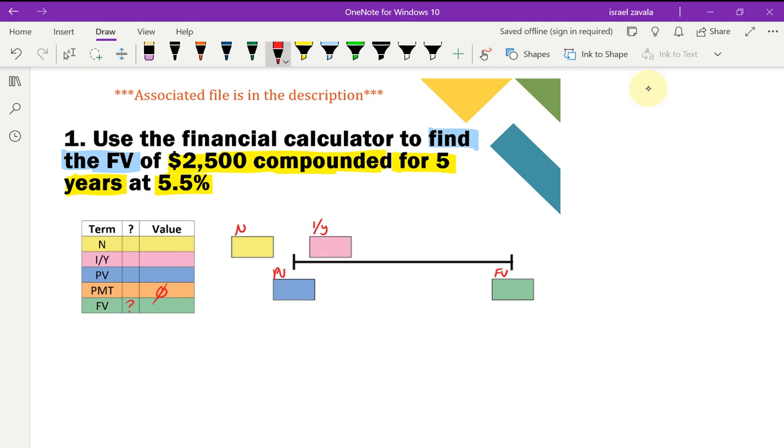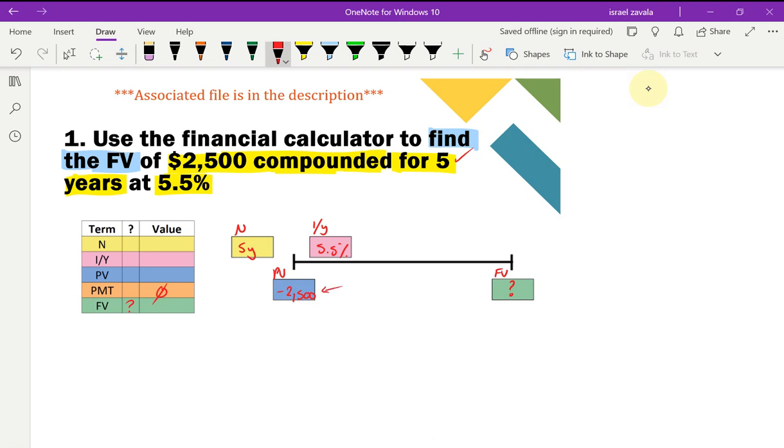Okay, so let's get into this. N is our number of periods. So we have 5 years. The interest rate, 5.5%. The present value is going to be negative 2,500. And then the future value is what we're looking for.